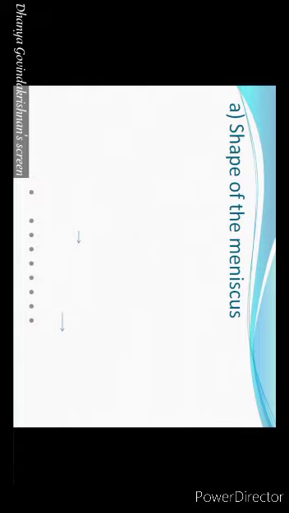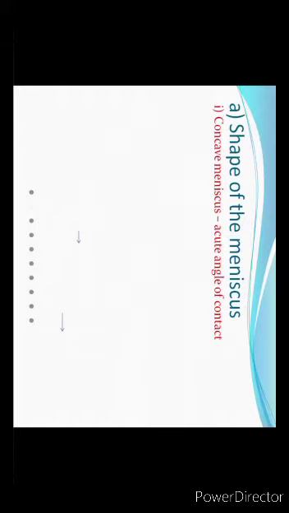Okay. First topic is shape of meniscus. Shape of meniscus means whether it is a concave meniscus, whether it is a convex meniscus, or whether there is no meniscus at all. These three conditions we will discuss. First is concave meniscus, where the angle of contact is acute. Just like when water is taken in a glass, and when you observe the upper free surface, it will be concave in shape. Okay, what causes this concave shape? That is what we are going to discuss.